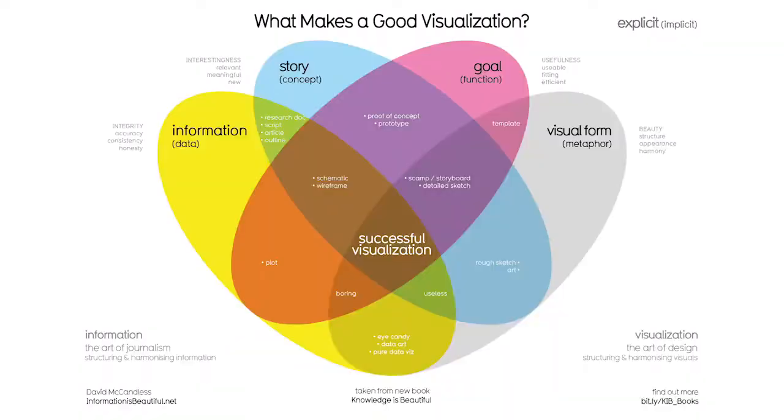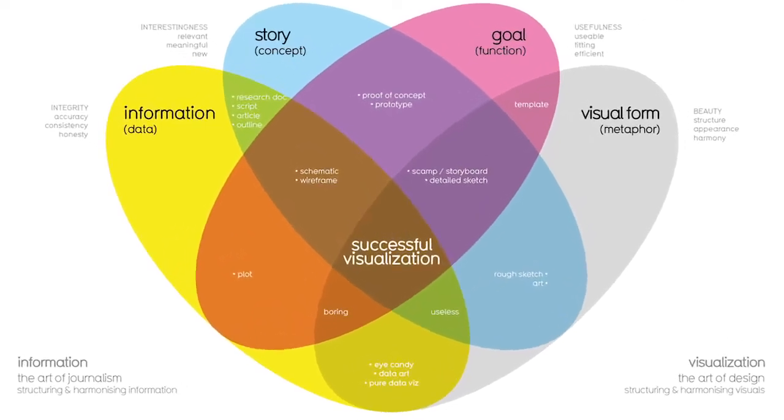Check out this data visualization made by David McCandless, a well-known data journalist. This graphic includes 4 key elements: the information or data, the story, the goal, and the visual form. It's arranged in a 4-part Venn diagram, which tells us that all 4 elements are needed for a successful visualization.